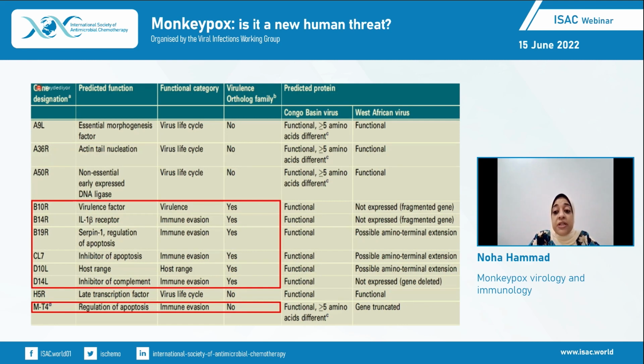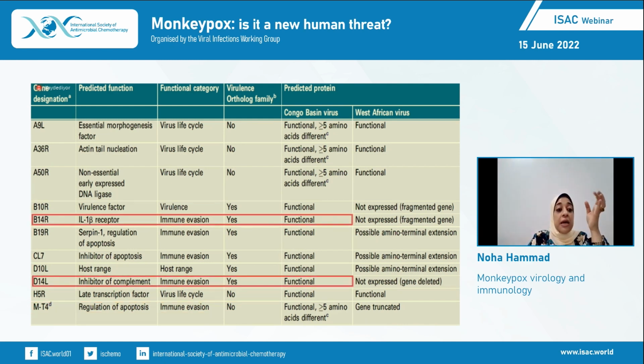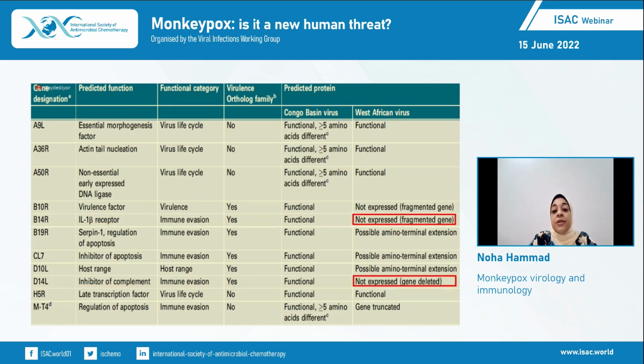However, the potential mediators of enhanced virulence in Congo Basin strains, or Central African strains, included proteins targeting features of mammalian innate and adaptive immunity, including interleukin-1 beta receptor and complement control protein. As demonstrated in this table, these proteins are not expressed or even absent in West African strains.